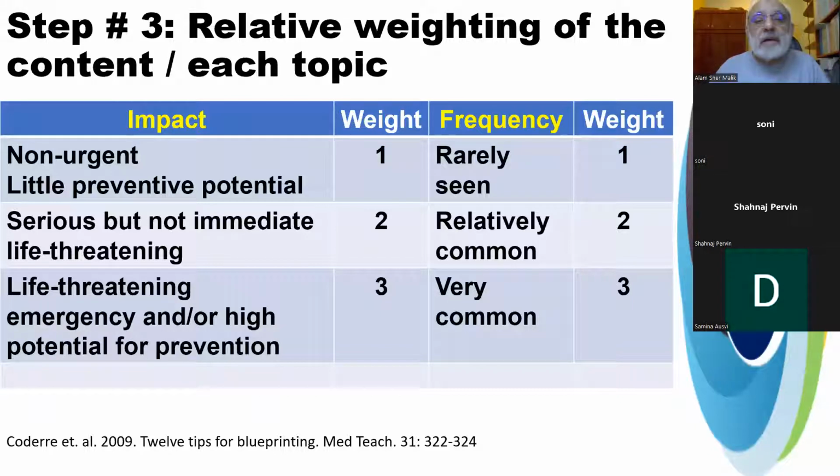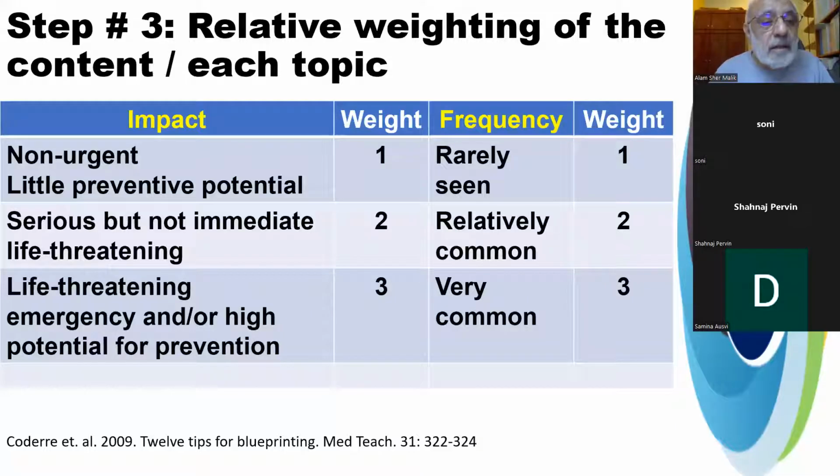Number 3 is the relative weighting of the content, or each topic. Now, this is another important aspect. The weightage is based on the impact, or morbidity or mortality, of that condition, and it is multiplied by the frequency.